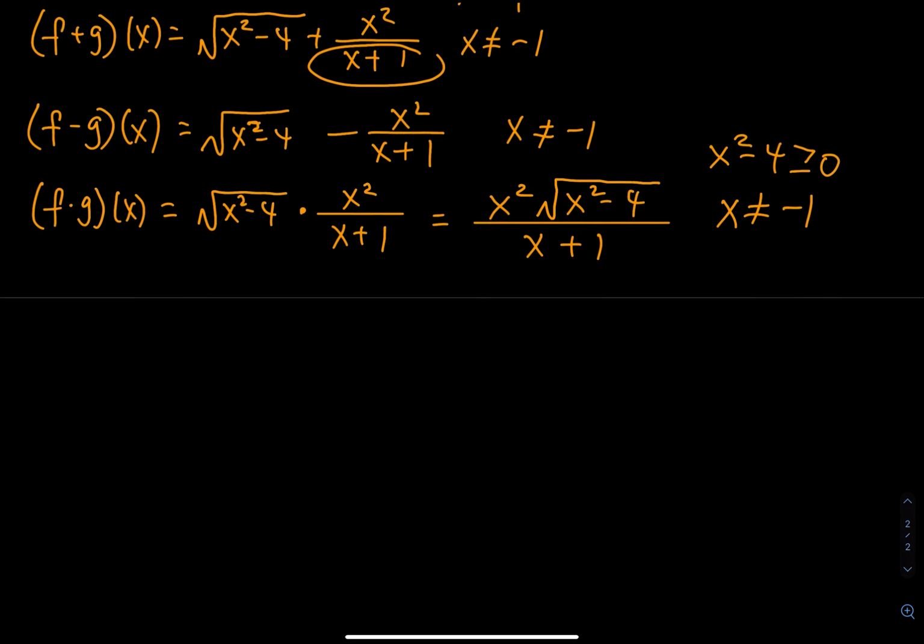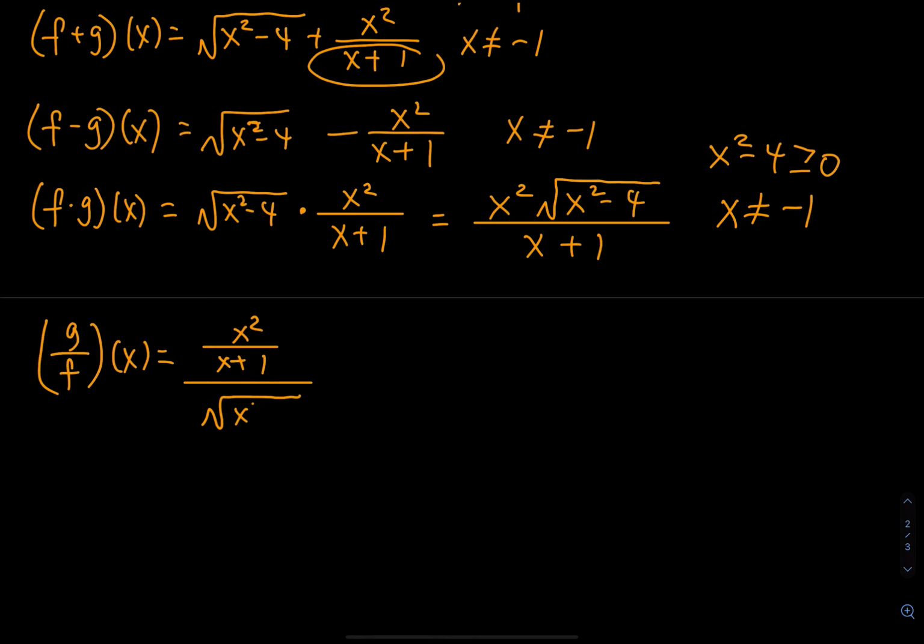Okay, the next one is I want to do g divided by f. You can try f divided by g. So you have x squared divided by x plus 1, and then divided by the square root of x squared minus 4. So you definitely push the x plus 1 to the denominator. So you have x squared divided by (x plus 1) in parentheses, and then you multiply by the square root of x squared minus 4. And then, of course, that is not the end.